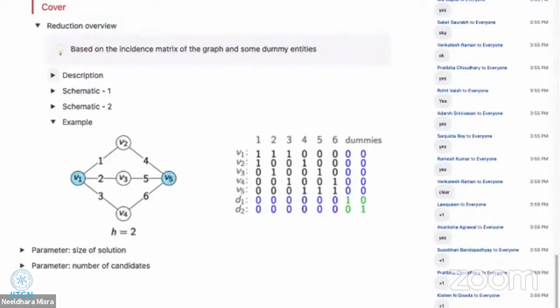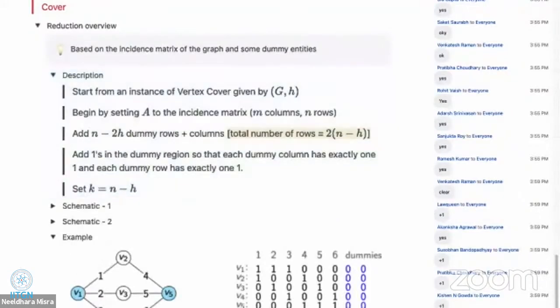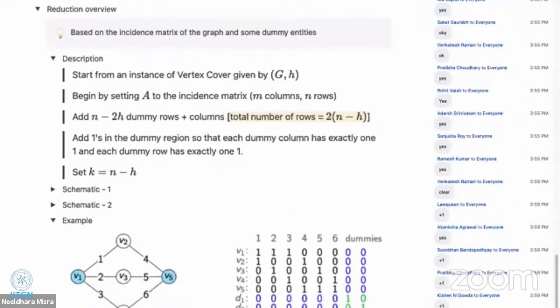Maybe let me go back to the description here, and maybe this will be a bit clearer. What we are going to do is add n minus 2h dummy rows, so that the total number of rows is 2 times n minus h, where h is the size of the vertex cover that you're looking for. And as I said, the ones that you add among the dummy rows and columns are essentially a gadget to force the action to happen in the gray area, which is the part of the construction that comes from the vertex cover instance.